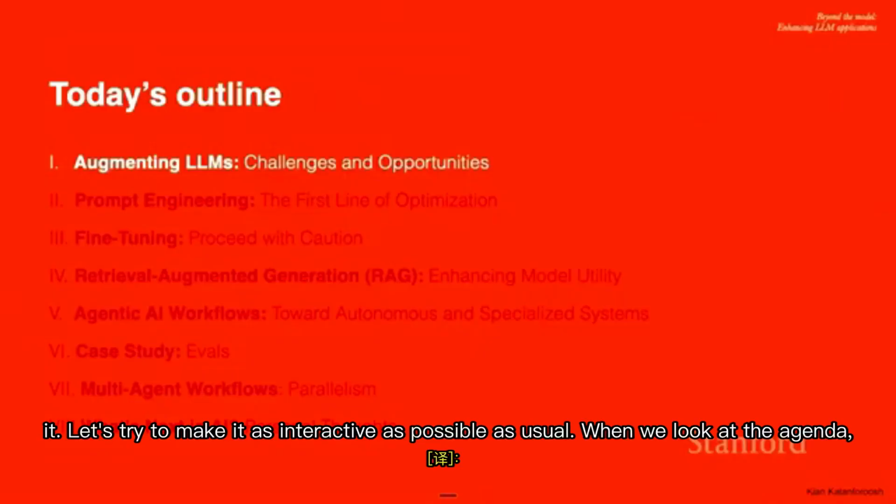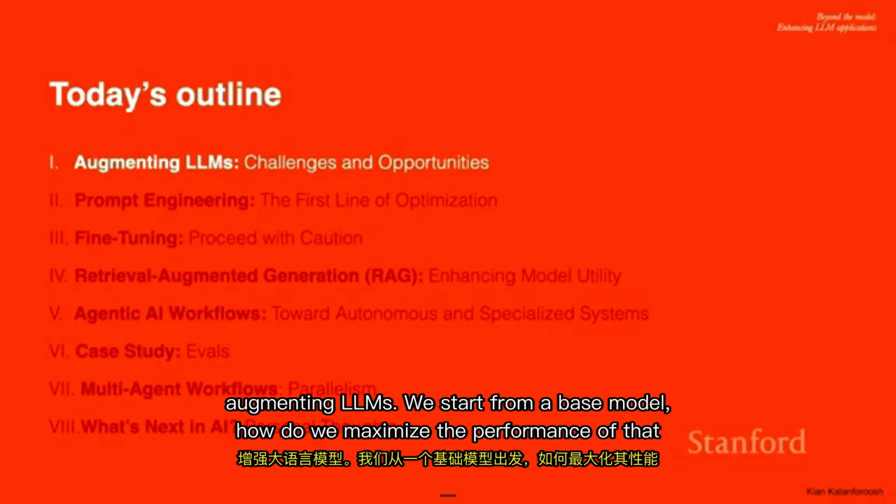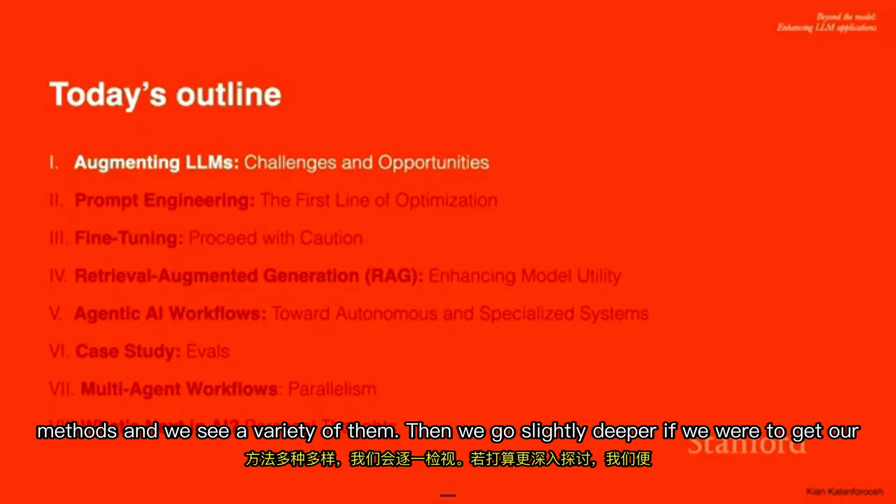When we look at the agenda, it's going to start with the core idea behind challenges and opportunities for augmenting LLMs. So we start from a base model. How do we maximize the performance of that base model? Then we'll dive deep into the first line of optimization, which is prompting methods, and we'll see a variety of them. Then we'll go slightly deeper.